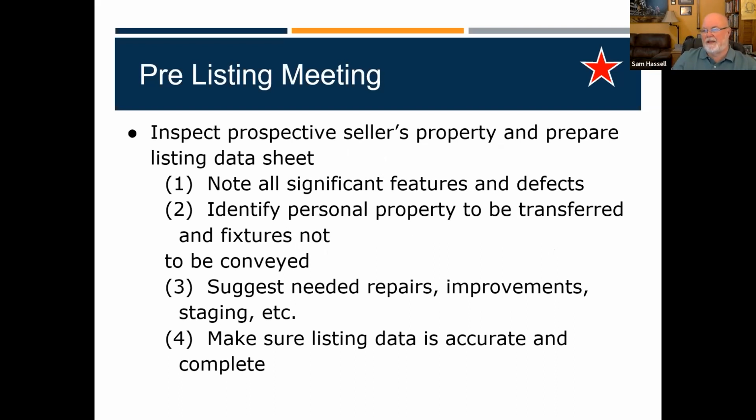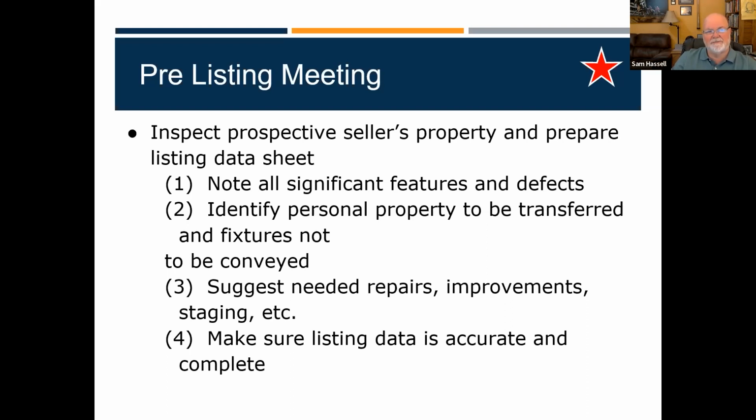You want to walk around the house. You want to see what's there. You want to see any significant defects, significant features, what's staying, what's not, what's personal property, what's fixtures. We talked about those a while ago, right? Maybe we need some repairs, improvements, staging. Make sure that the listing data is accurate and complete. That's going to be really important.